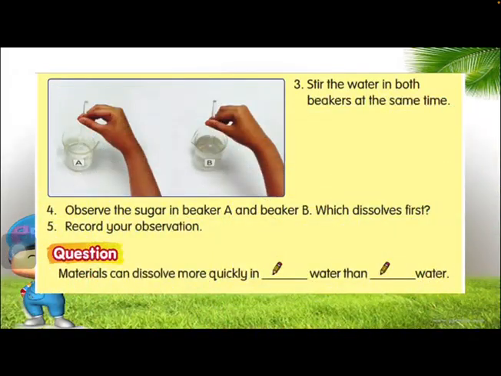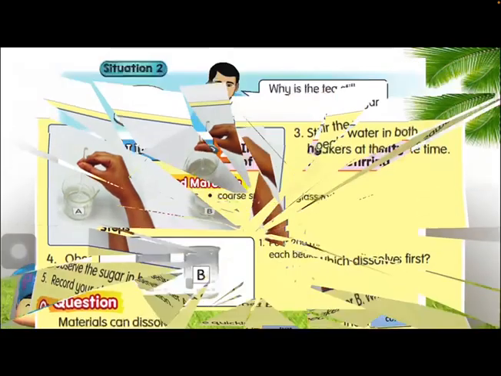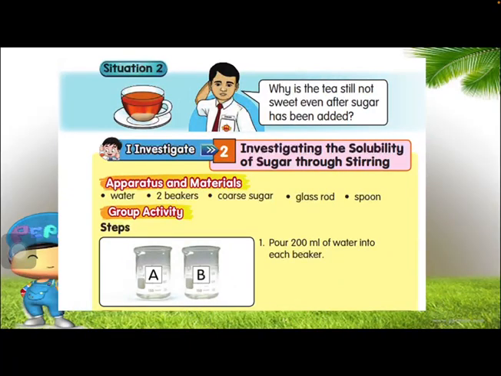Then stir the water in both beakers at the same time. Observe the sugar in beaker A and beaker B, which dissolved first. Record your observation. So the conclusion is materials can dissolve more quickly in hot water than cold water. So hot water dissolves more quickly. Okay, let's see situation 2.